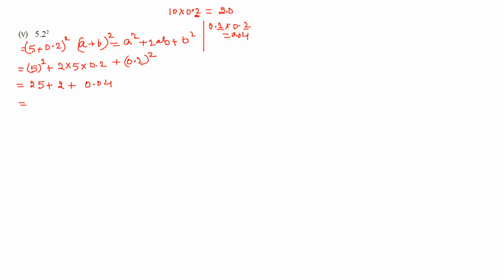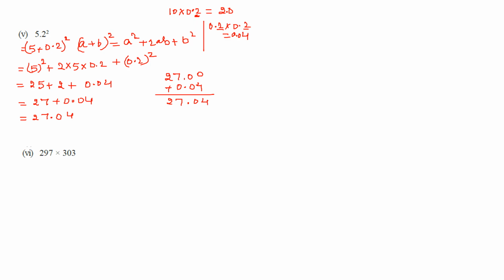Now 25 plus 2 is 27, plus 0.04. Now here you are adding one whole number and one decimal number. So you must be aware of how to add this. So first you can write 27 as 27.00. I am trying to convert into like decimals, then 0.04, and then add it. So this will give you 27.04. So 5.2 square is 27.04.